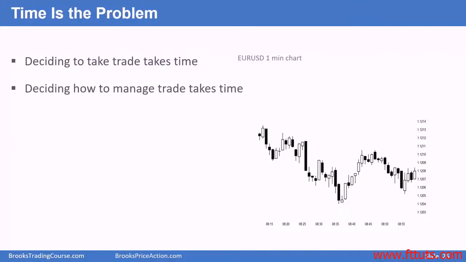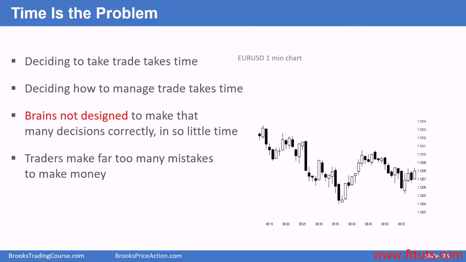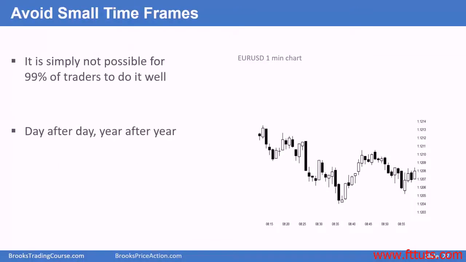One of the big problems is time. It takes time to decide to take a trade. It takes time to place the orders, to adjust the orders, and it takes time to manage the trades. And our brains are not built to make that many decisions correctly in such a short period of time. And as a result, traders will make far too many mistakes to make money. Therefore, it's not possible for almost all traders to do this well, trading a 1-minute chart.